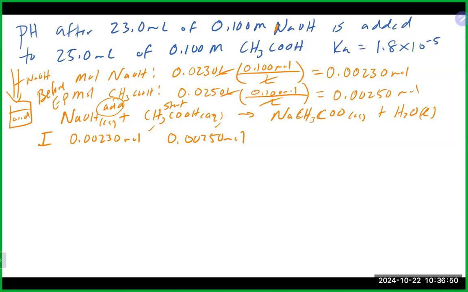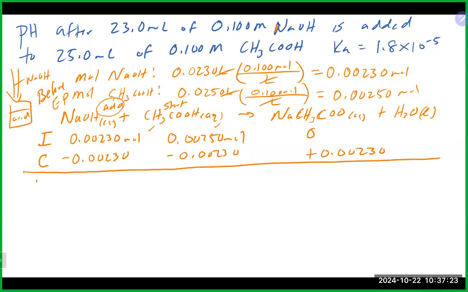So again, the ICE table can help you determine where you are in the titration curve if you're not sure. Just by simply labeling what things are and looking at the comparison of the moles, it will help you determine that. All right, because I'm before the equivalence point, whatever I'm adding is going to be the limiting reagent. So the change is minus 0.0023, minus 0.0023, plus 0.0023, plus 0.0023.